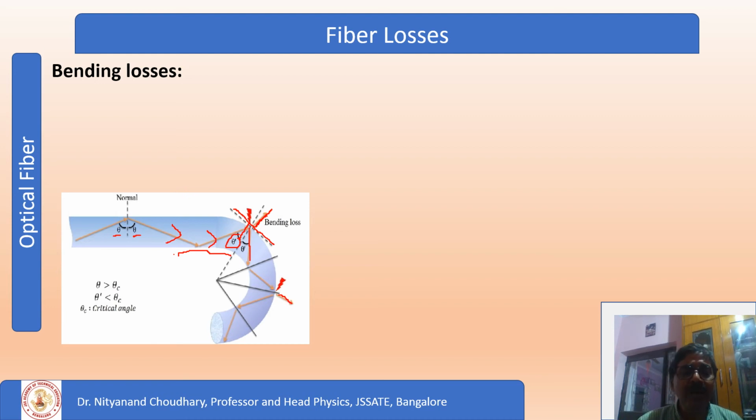So at many points within the fiber it will not be able to maintain the critical angle, and if it is not going to maintain the critical angle, some part of the light will escape from the fiber. Naturally, if the light itself, which is the carrier of your signal, has escaped from the fiber, the signal gets weakened and you have loss. This is called the bending loss.